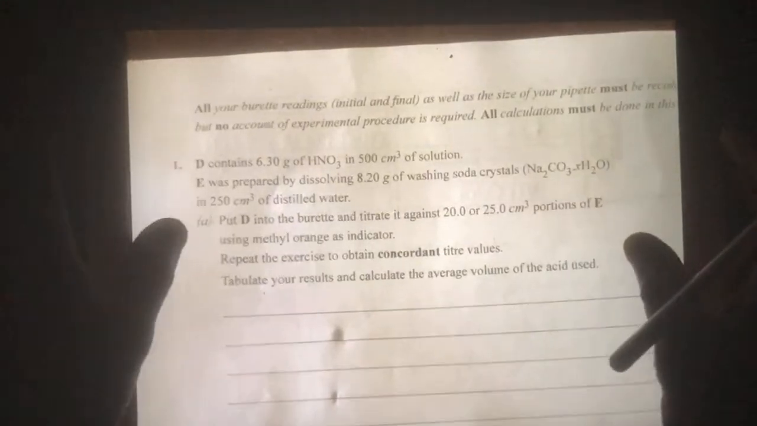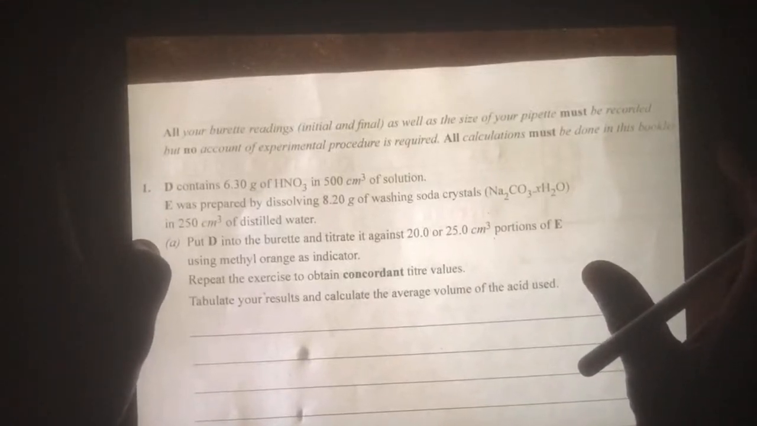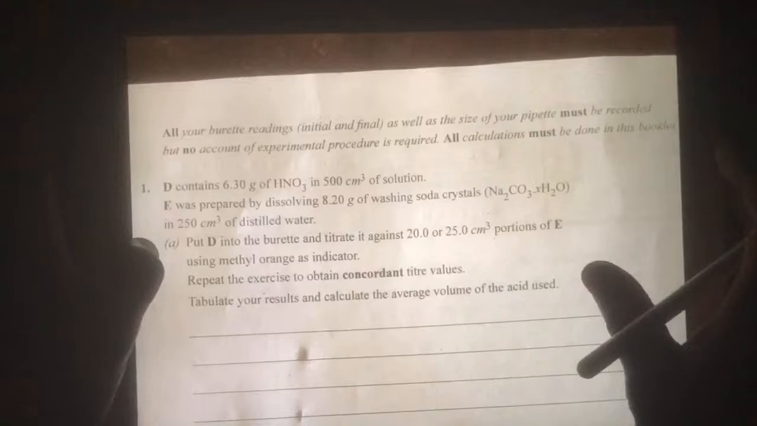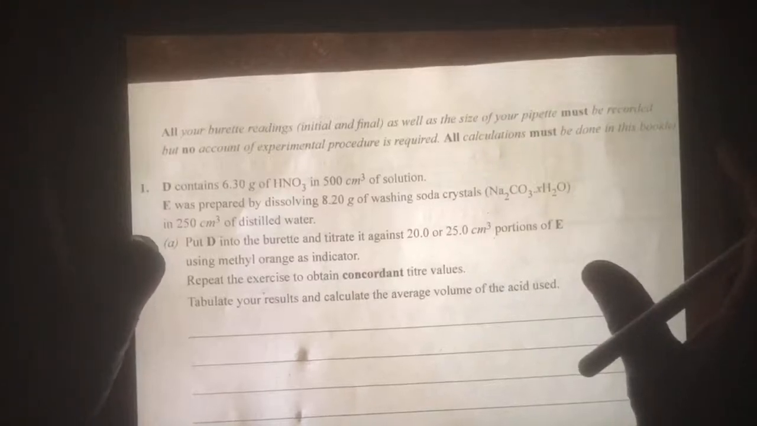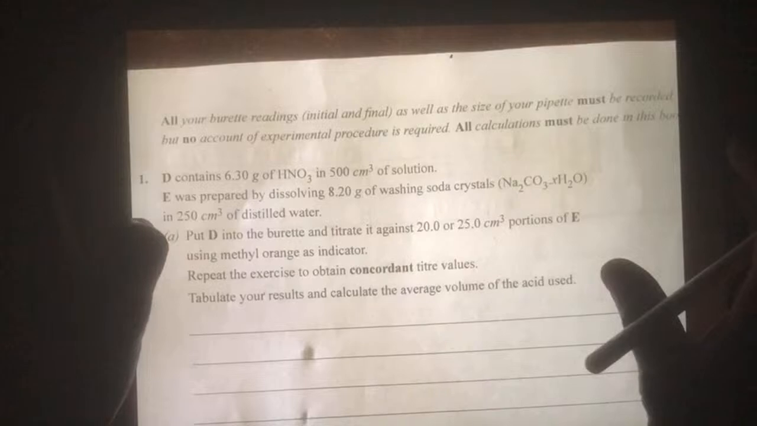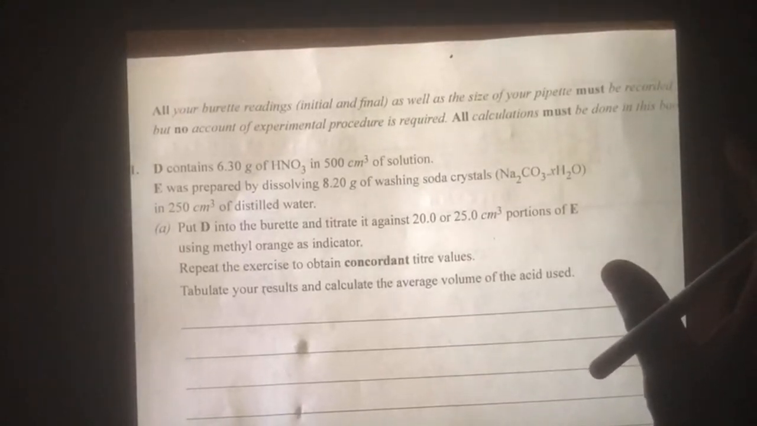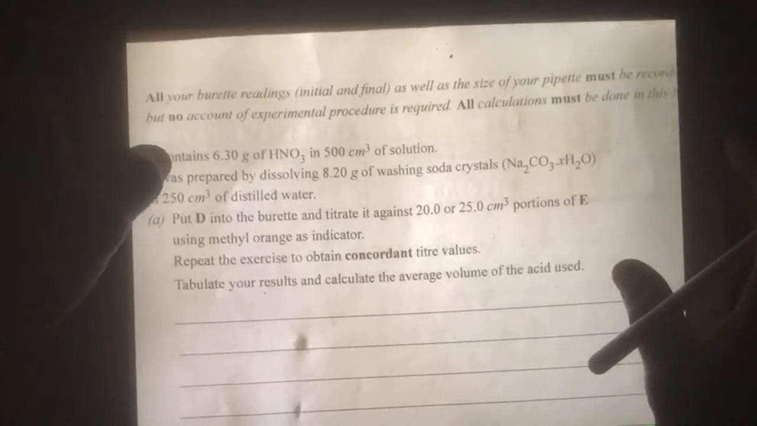First of all, it's very important for us to see how my predicted questions fall in line with what finally came up here. The question for number 1 says D contains 6.30 gram of HNO3 in 500 cm cube of solution. E was prepared by dissolving 8.20 grams of washing soda crystal, Na2CO3.XH2O, in 250 cm cube of distilled water.